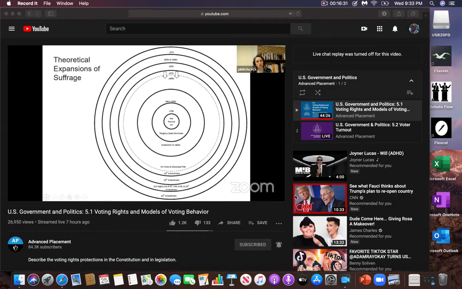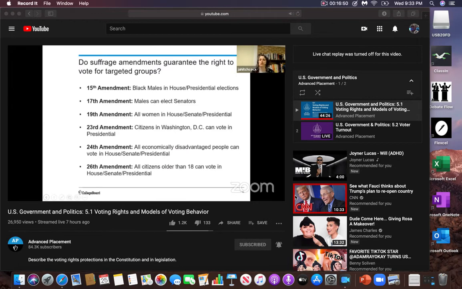We see another expansion with the passage of the 19th Amendment. And I hope you guys know it's the 100th anniversary of the 19th Amendment this year. We have the 24th Amendment, which is in the 1960s. We have the Voting Rights Act, the Civil Rights Act, the 26th Amendment. Those are all going to be our final rounds of suffrage expansion in the United States.